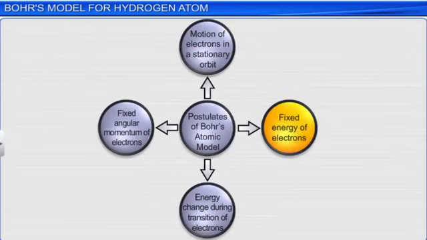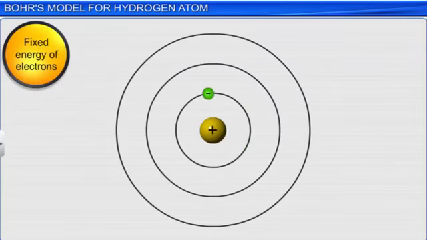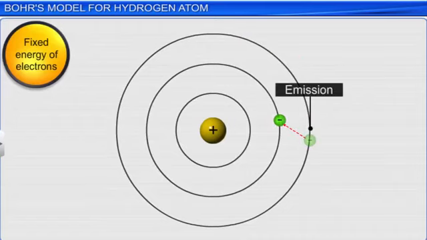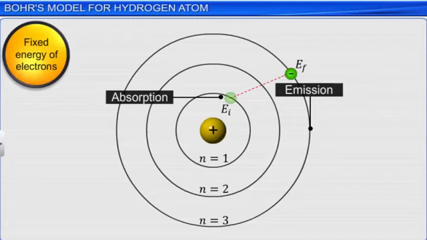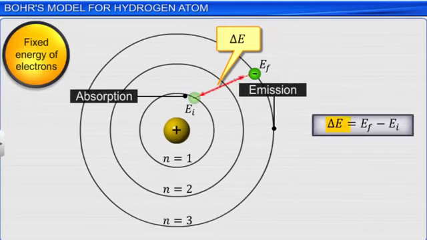According to the second postulate, the energy of an electron in the orbit remains constant until the electron absorbs energy to jump to a higher orbit, or releases energy to move to a lower orbit. So each emission or absorption of radiation energy represents the electron's transition from one stationary orbit to another. The energy difference between the two orbits is given by the equation delta E is equal to E final minus E initial.